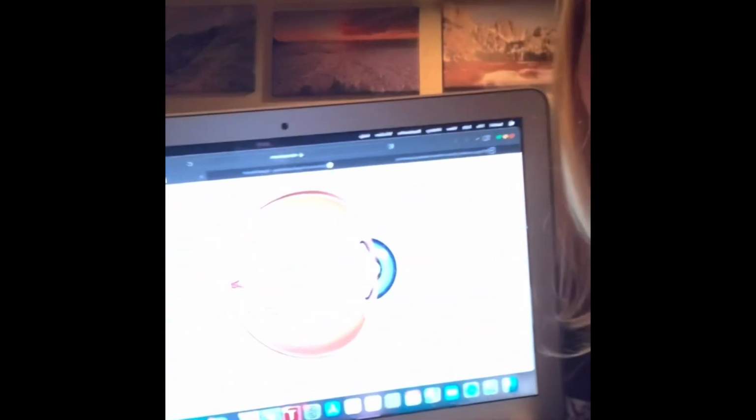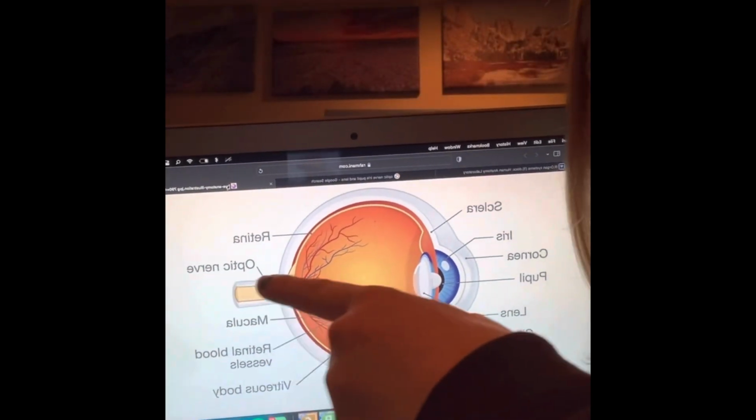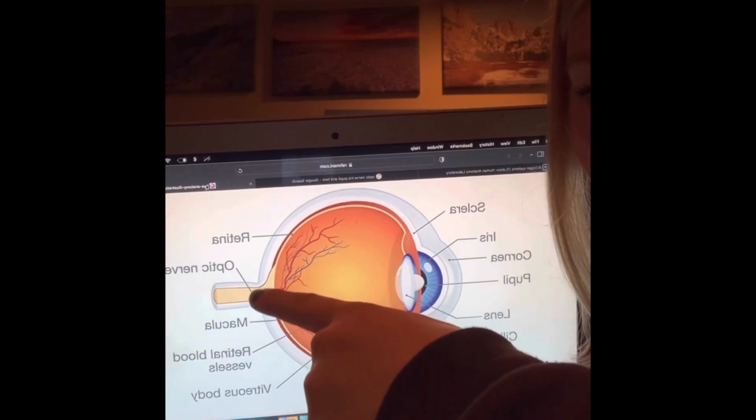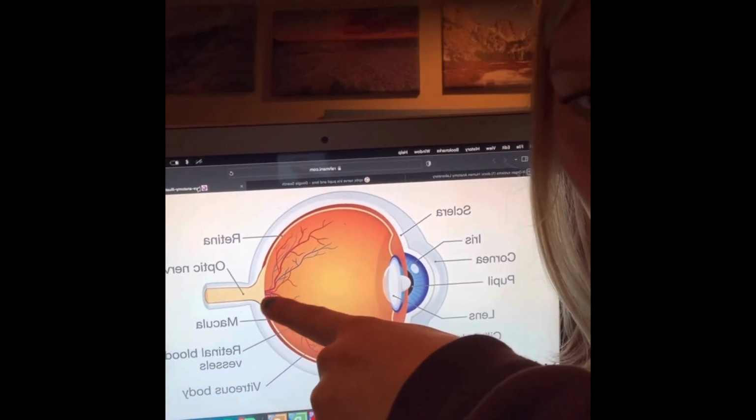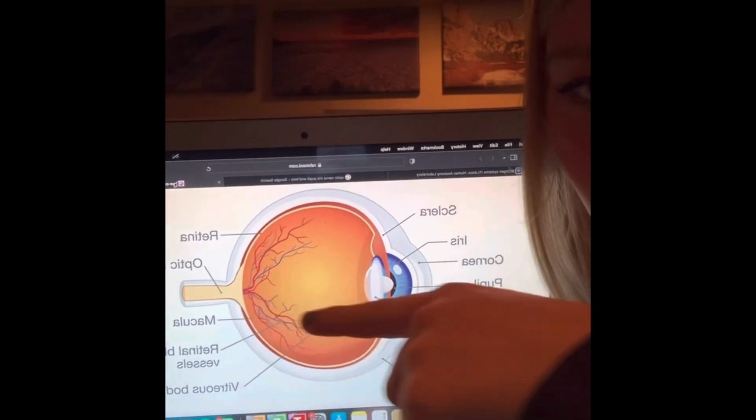Did a portion of the eye. So here's the eye. So first we have the optic nerve, which is going to be all the way in the back. It kind of looks like a stem here. This long thing right there.